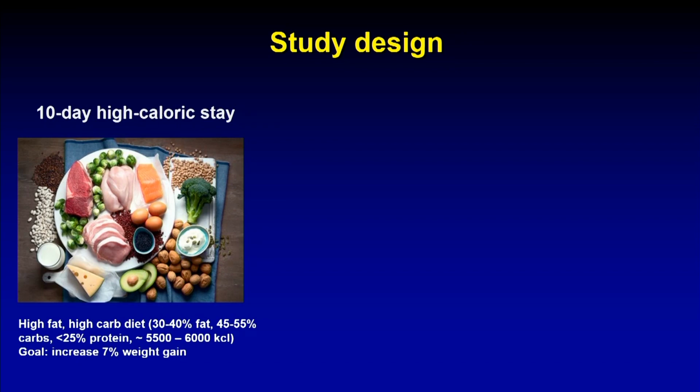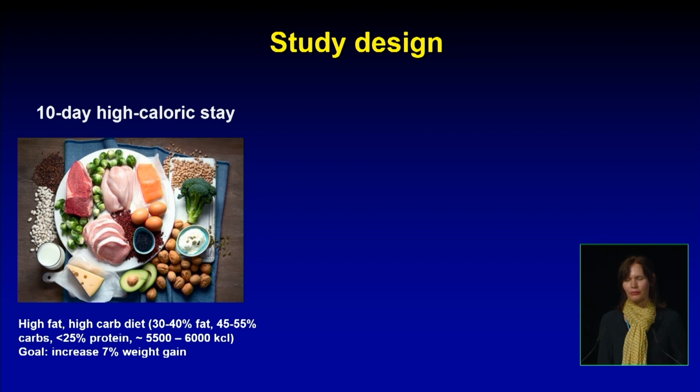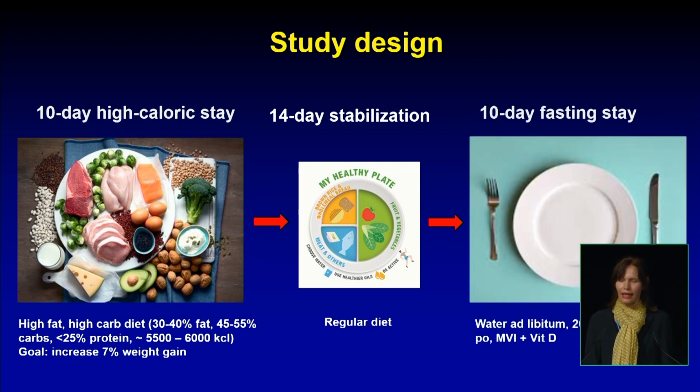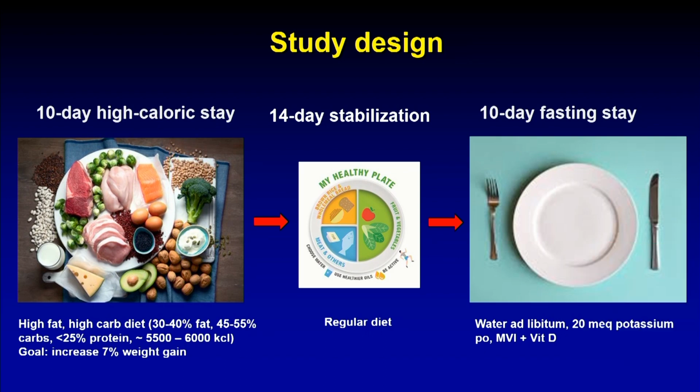So for the 10-day high caloric stay, the goal was to increase their body weight by 7%. It was tailored to each patient, of course, but in most patients it came to about 5,000 to 6,000 calories a day. Then they went home, and we didn't really instruct them what to eat once they were home. They just had their regular diet, and then they came in and got nothing, a multivitamin.